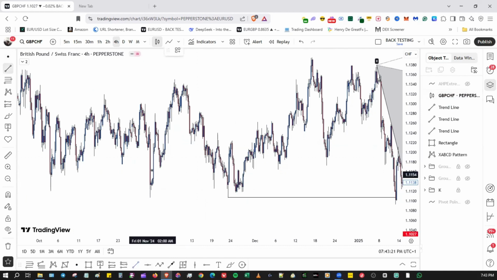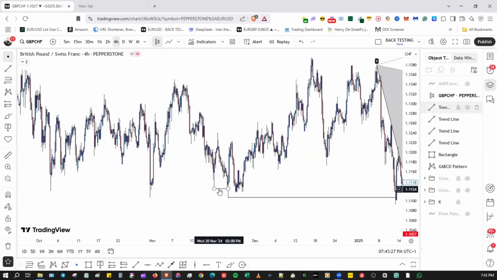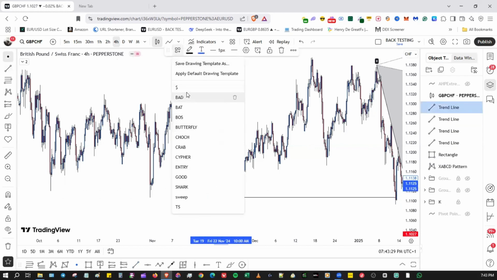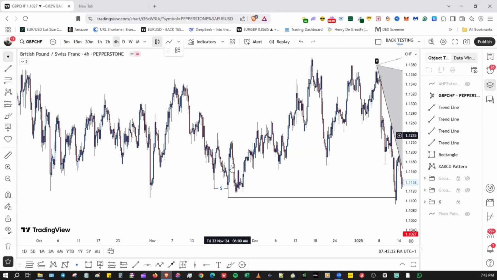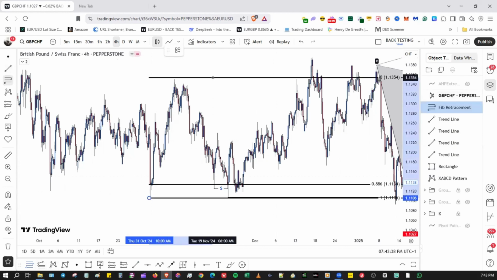Look at this one also. You can see that this was very clean. This inducement is very, very far from here. But what did price do? Price took out this one as liquidity points, okay, and displaced to the upside, leaving behind a fair value gap and order block for entry. It's just that simple.